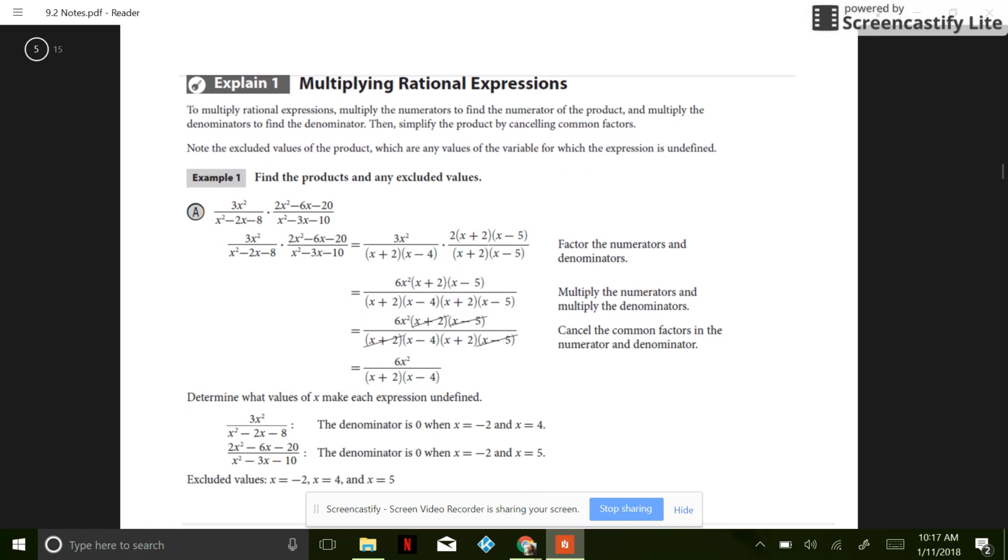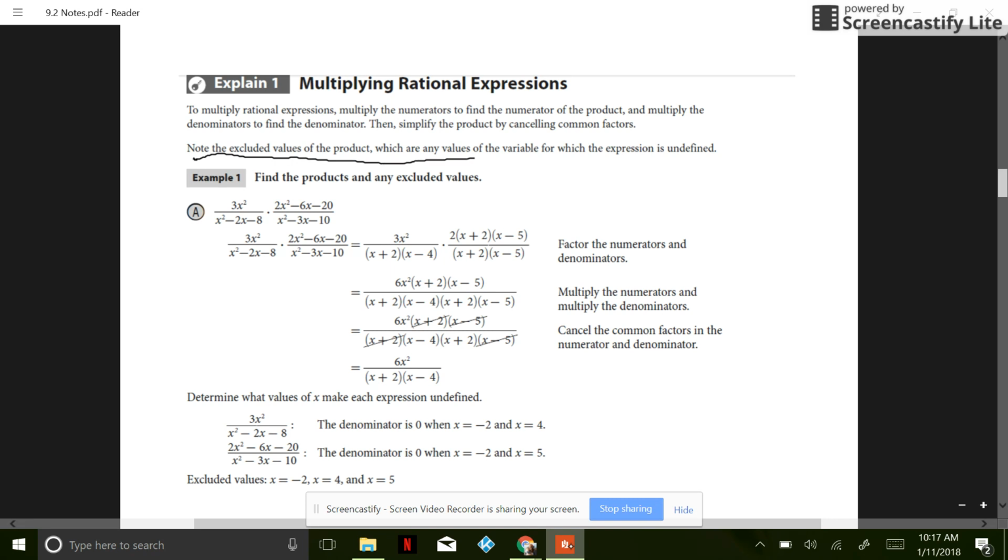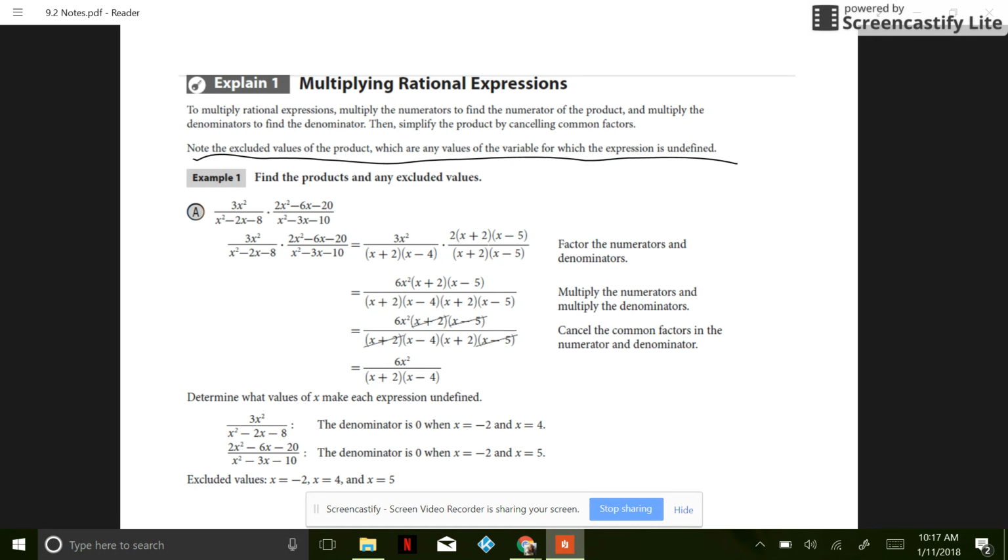and then we follow those steps that we just talked about for multiplying. So to multiply rational expressions, multiply the numerators to find the numerator of the product, multiply the denominators to find the denominator, then simplify the product by canceling the common factors. Note the excluded values of the product, which are any values of the variable for which the expression is undefined. So we always want to look for domain issues. Those have to be excluded values because our denominator can never be 0. That's when we have a problem area.